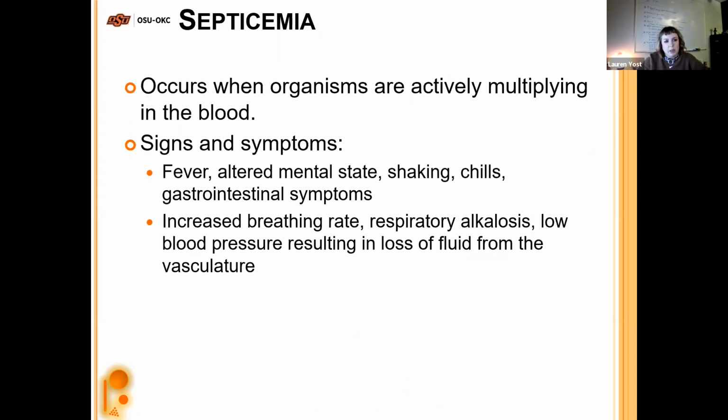All right, septicemia occurs whenever organisms are multiplying in the blood. We might see fever, altered mental state, shaking, chills, and gastrointestinal symptoms as a result. We also might have an increased breathing rate, respiratory alkalosis, and low blood pressure resulting from loss of fluid from the vasculature.